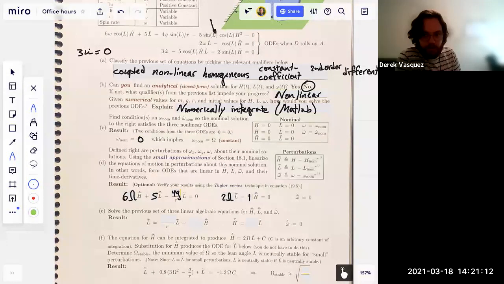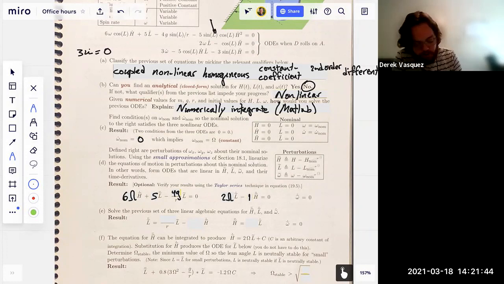Okay, so part E here, we are going to solve the previous set of 3 linear algebraic equations for h tilde double dot, L tilde double dot, and omega tilde dot. So basically all we need to do is, instead of having 0 on one side of the equation, we want just L tilde double dot on one side of the equation, or just H tilde double dot.